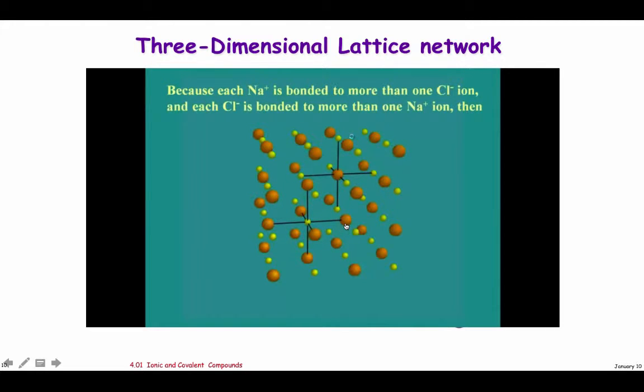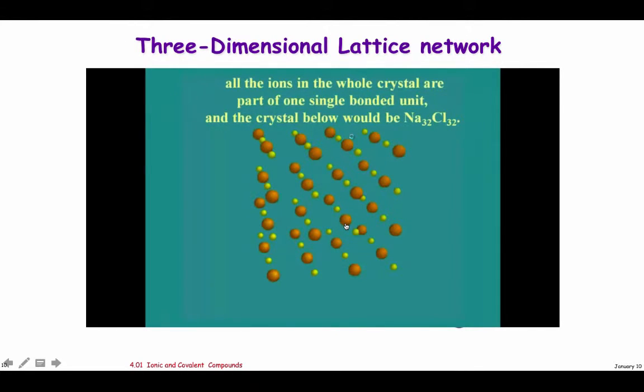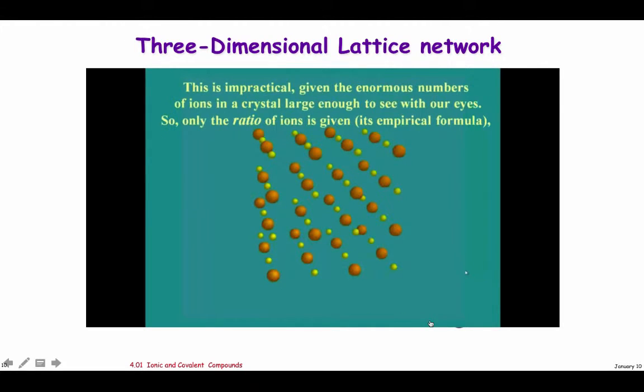Because each sodium is bonded to more than one chloride ion, and each chloride ion is bonded to more than one sodium ion, you can think of all the ions in the whole crystal as part of one single bonded unit. And the crystal below would be Na32Cl32. So you can imagine that would be very impractical given the enormous numbers of ions in a crystal large enough to see with our eyes.